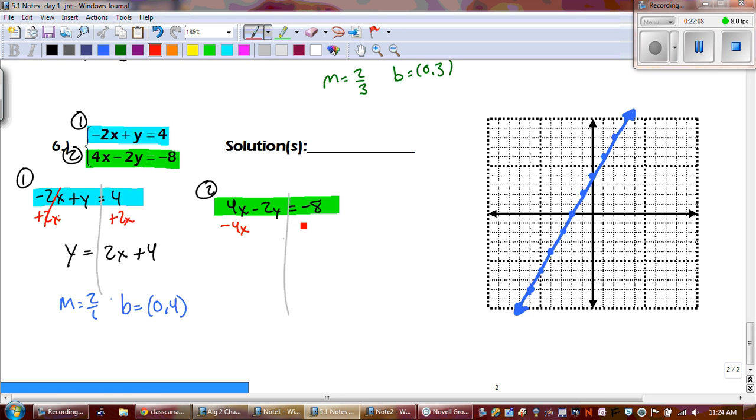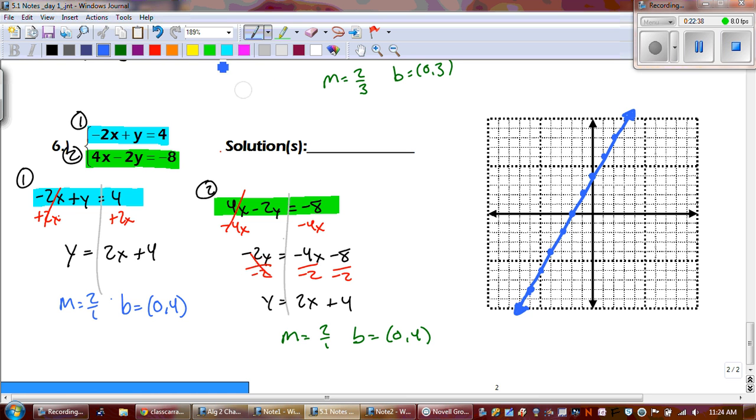I have to subtract 4x from both sides. And we get negative 2y equals negative 4x minus 8. I'm going to divide by negative 2. And I get y equals 2x plus 4. Remember, negatives divided by negatives are positives. So I get a slope of 2 over 1 and a y-intercept of 0, 4.